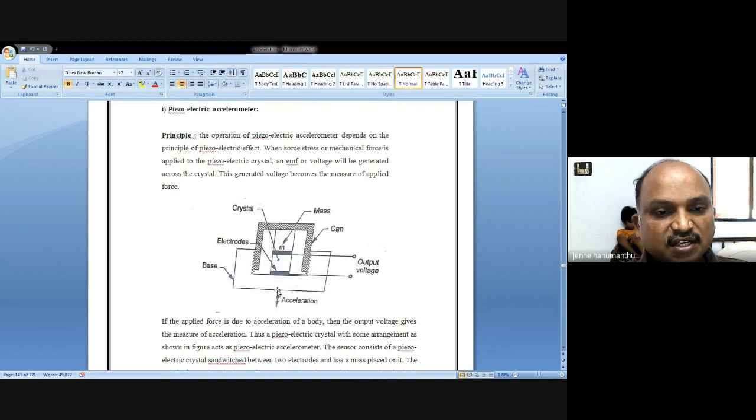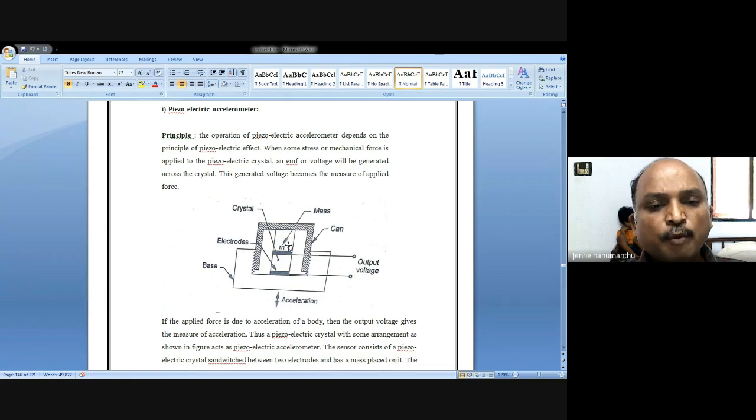Because of this acceleration, what is this? This is plate 1, this is plate 2. These two are connected to output voltage. In between these two, you provide a crystal. These two plates are so-called electrodes. On this plate, we place a fixed mass. The total body is enclosed in a cap, supported with a base. So to this structure, if you exert acceleration, what happens?